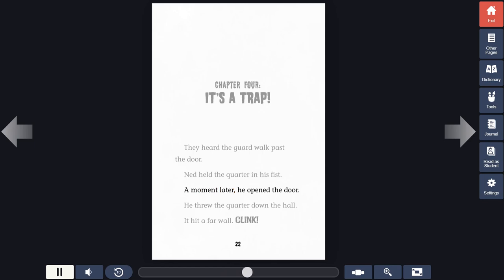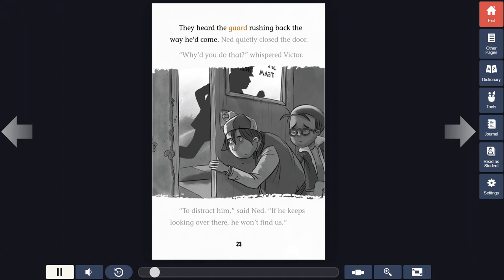In his fist. A moment later, he opened the door. He threw the quarter down the hall. It hit a far wall. Clink! They heard the guard rushing back the way he'd come. Ned quietly closed the door. "Why'd you do that?" whispered Victor. "To distract him," said Ned. "If he keeps looking over there, he won't find us."